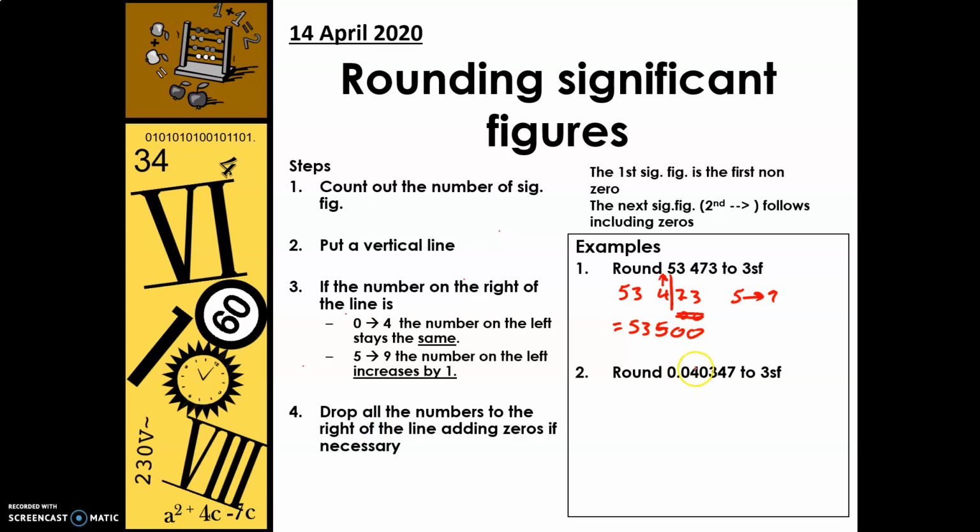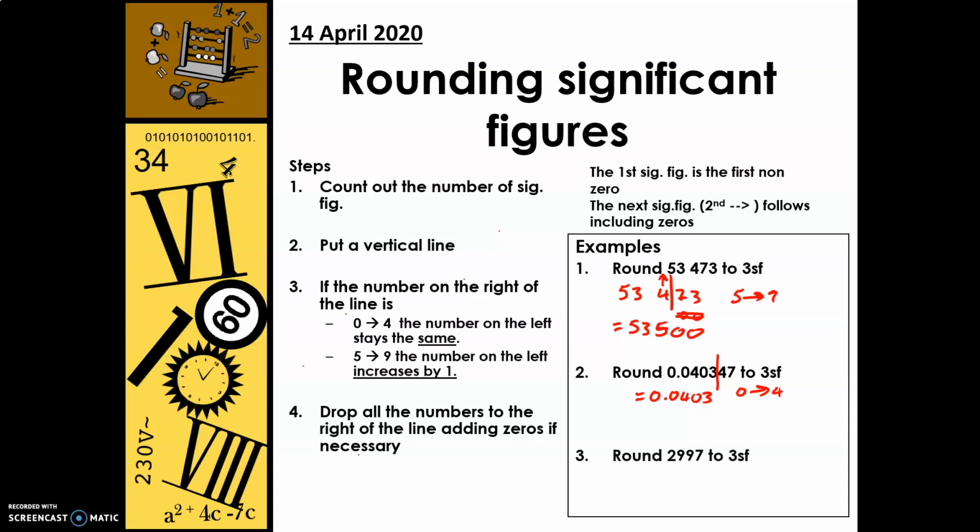Looking at a second example, you've got to round this number to 3 significant figures. The first significant figure is the 4, then 0 is the second significant figure, and 3 is the third significant figure. We look at the number on the right, and it's 0 through to 4, so we ignore it. And in this one we can just chop off the numbers because it's decimals, and we get our answer.